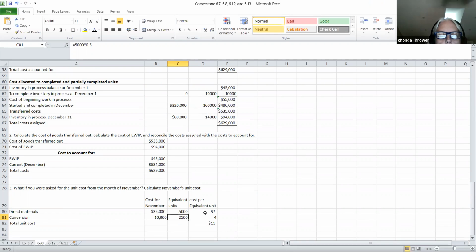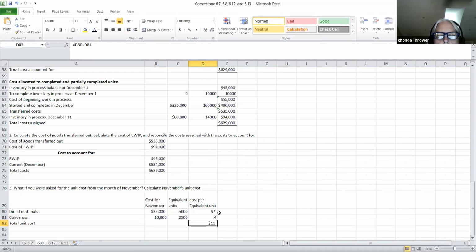Then you'll determine the equivalent unit cost. The cost per equivalent unit for materials is 35,000 divided by 5,000 units. The cost per equivalent unit for conversion is $10,000 divided by 2,500 units, which will give you $4 per unit. So the grand total of last month's cost is $11.